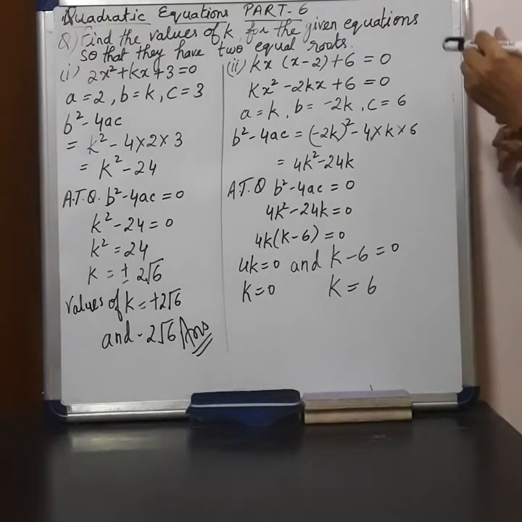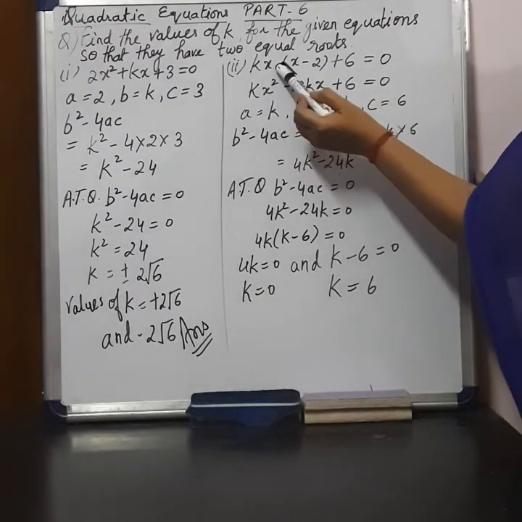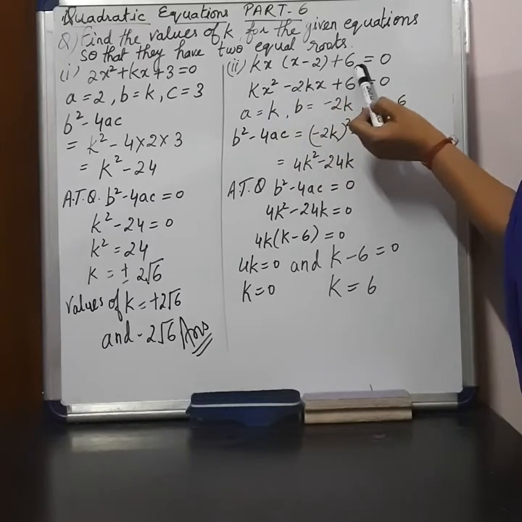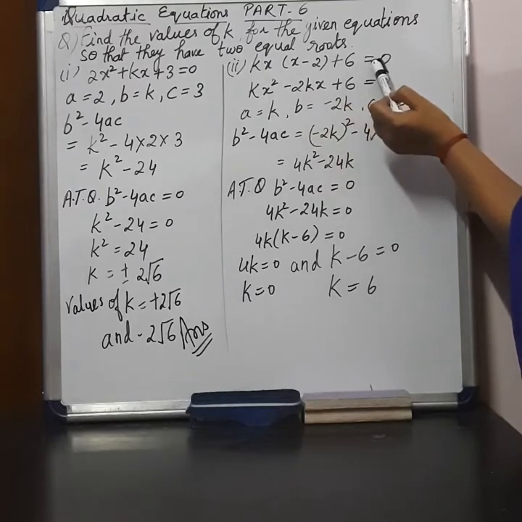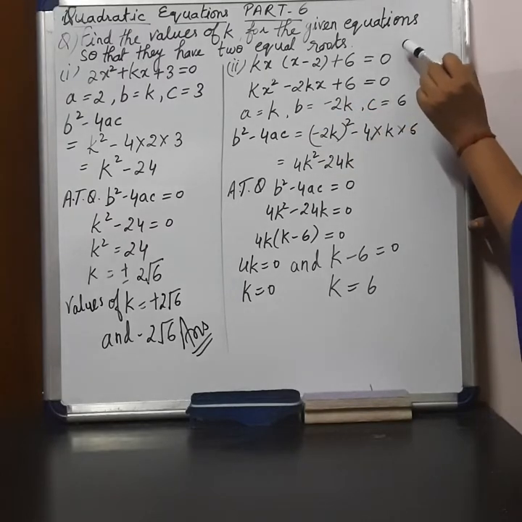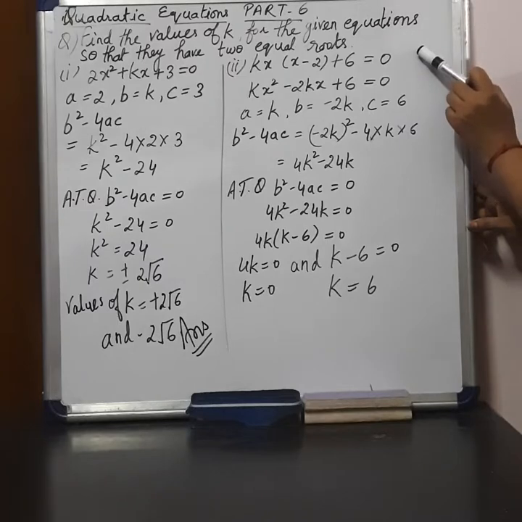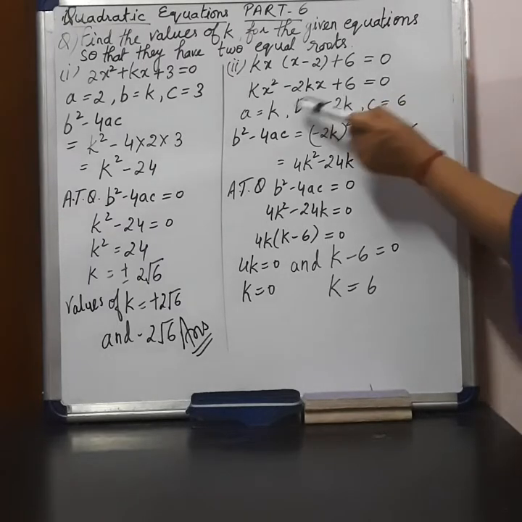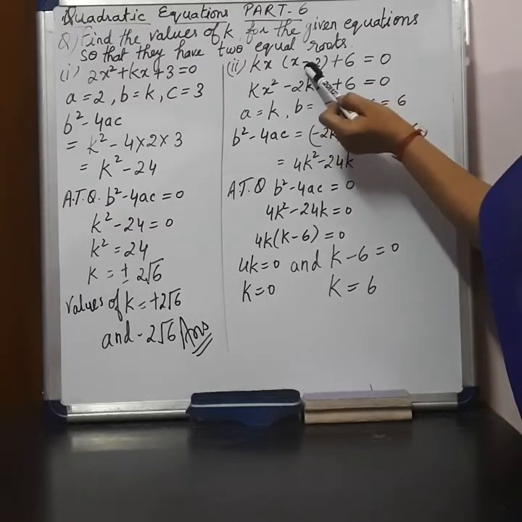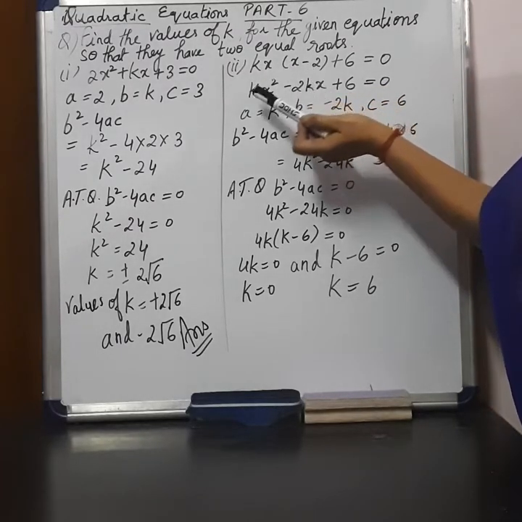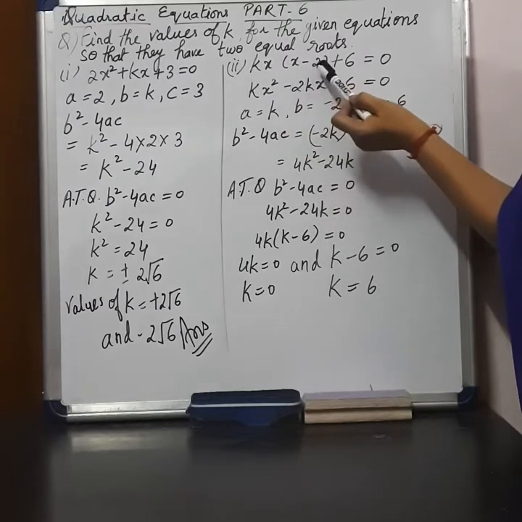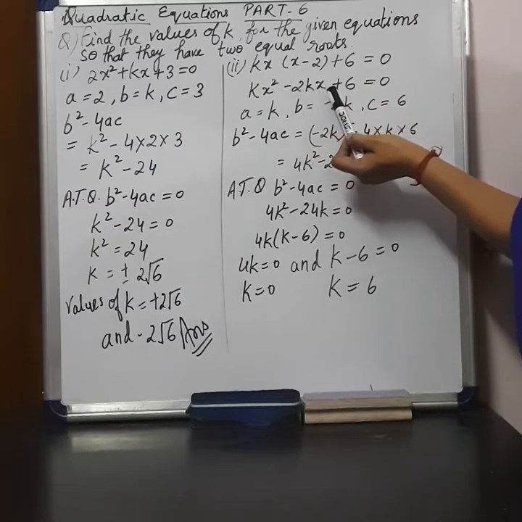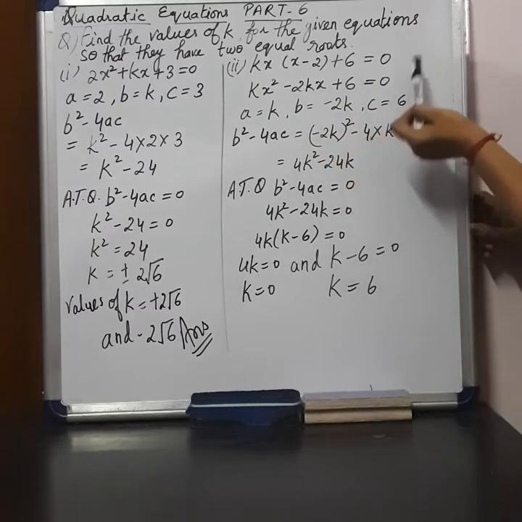Next equation we have kx(x minus 2) plus 6 is equal to 0. So this is not in the form of a quadratic equation. First you will simplify this, you will form a quadratic equation. Then you will find the values of a, b and c. So first you will open this bracket. kx multiplied by x, it is coming kx square. kx multiplied by minus 2, it is coming minus 2kx, and plus 6 is equal to 0.